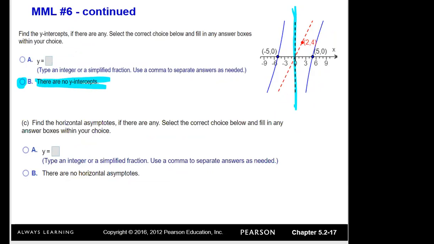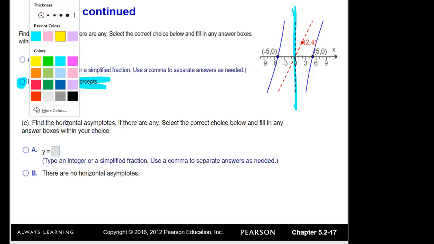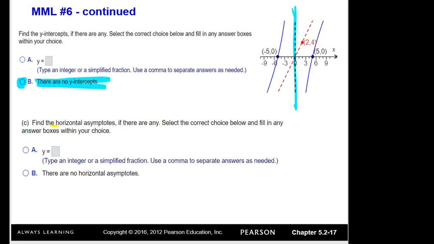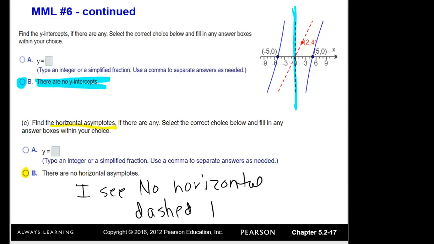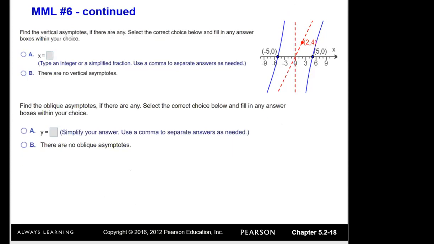Okay, and now it wants to know what are the horizontal asymptotes. When I look at this picture, I see no dotted lines. There are none. I see no horizontal dashed lines. So there's no horizontal ones. And next, a vertical asymptote. Yep, got one of those.